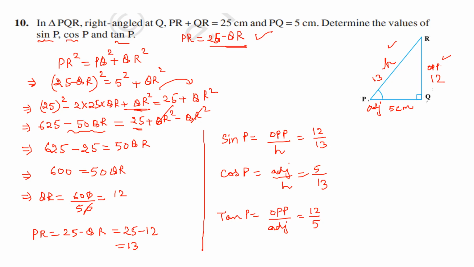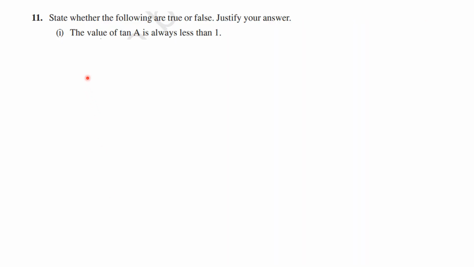Now I am moving to the last question of this exercise, question number 11. So let's do it. Question number 11. State whether the following are true or false and justify your answer. The value of tan A is always less than 1. So this statement is false, because the value of tan is not always less than 1. In many cases it is equal to 1 also, and it is greater than 1 also. So this is false.